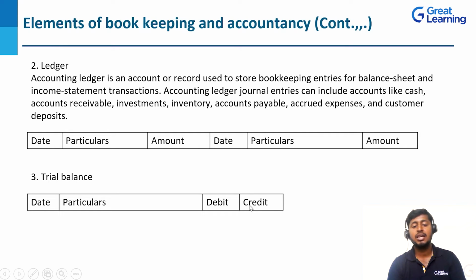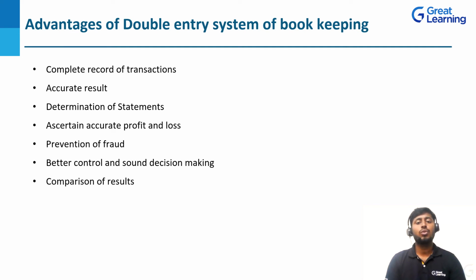And when it comes to the credit side, all your liabilities, income, and gains. For example, liability, capital, bank loan, sales, all those will be recorded at the credit side. Next, advantages of double entry system of bookkeeping. So first one, complete record of transaction.